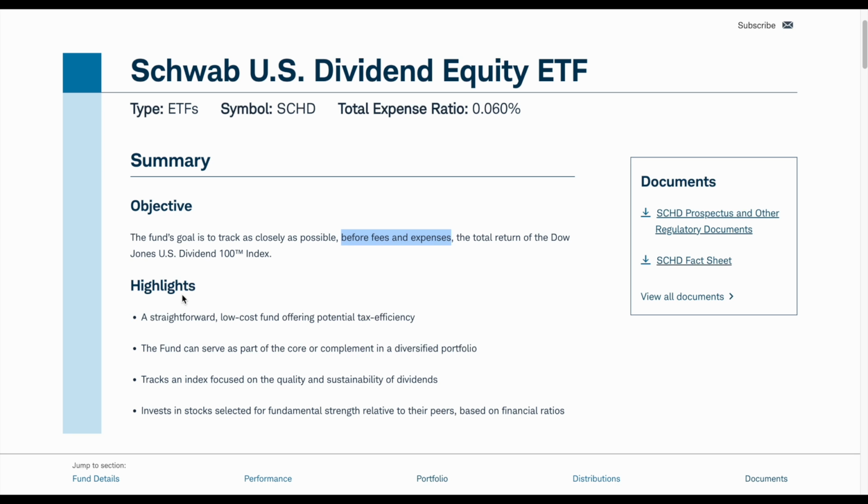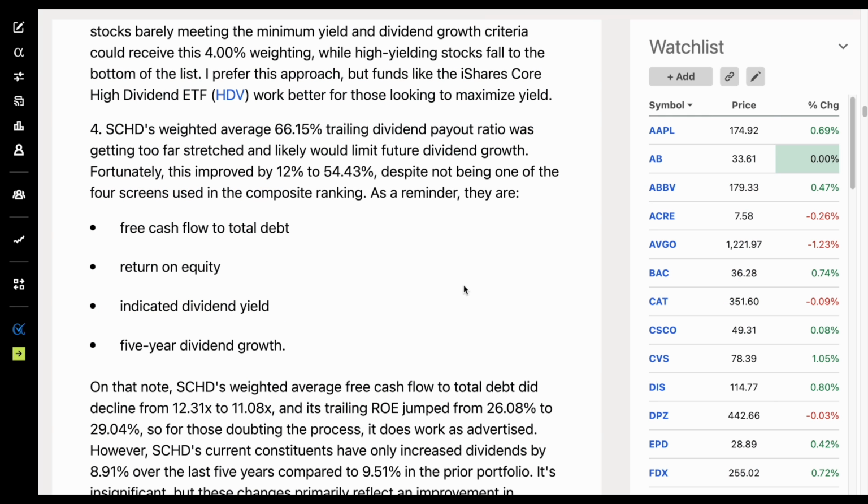Now here on the highlights tab, we can see this fund invests in stocks selected for fundamental strength relative to their peers based on financial ratios. Now, what exactly does that mean? Essentially, SCHD uses an algorithm based on 4 different screens to decide what the holdings in the portfolio should look like. And the 4 metrics that algorithm looks at are free cash flow to total debt, that's one I really like, return on equity, indicated dividend yield, and 5-year dividend growth. So it's clear this fund is focused on companies with sustainable, solid dividend growth, but also a decent starting dividend yield. And of course, all those metrics have to be backed by solid free cash flow.